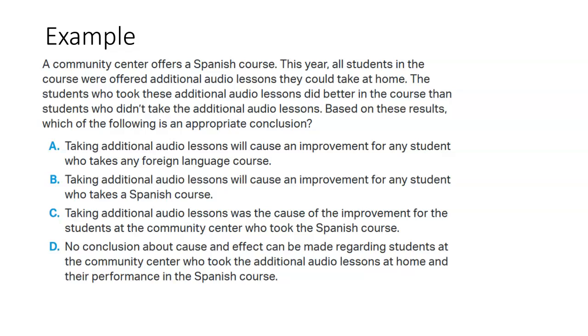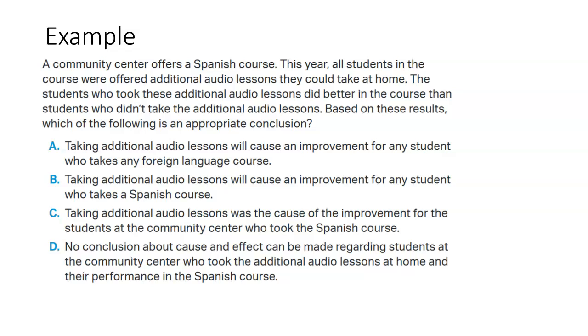This year, all students in the course were offered additional audio lessons they could take at home. The students who took these audio lessons did better in the course than students who didn't take additional audio lessons. Based on these results, which of the following is an appropriate conclusion?